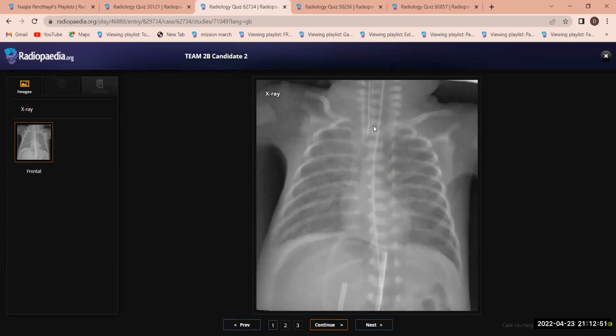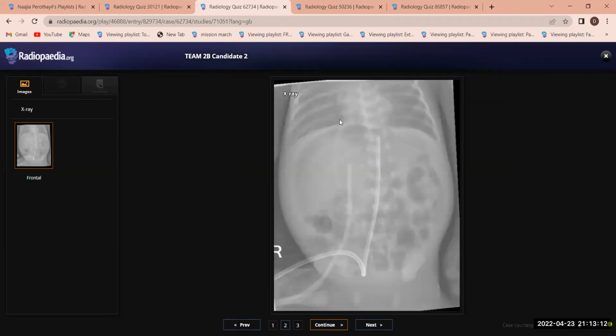And we always, first and foremost, comment on the lines and tubes, which you correctly did. And like you told, there is a granular appearance of the lungs, which is suggestive of respiratory distress syndrome. You did point out none of the complications are there, and you did correctly pick up the lucency, which is very good. Now coming to this, again, there is a large football sign, suggesting pneumoperitoneum, and like you told, the mottled appearance, pneumatosis. So this is necrotizing enterocolitis.